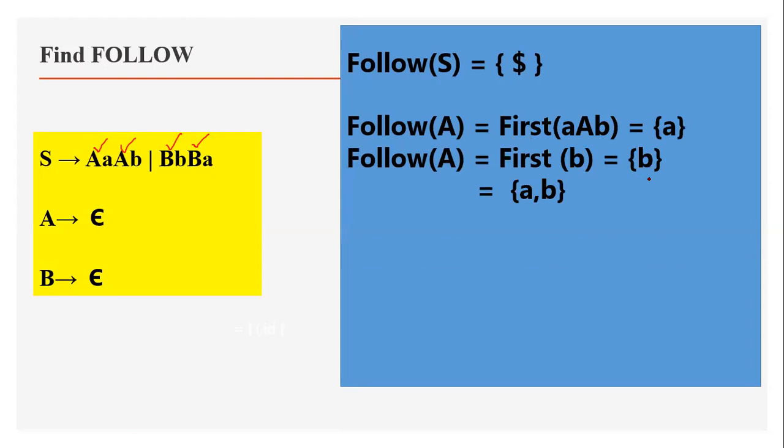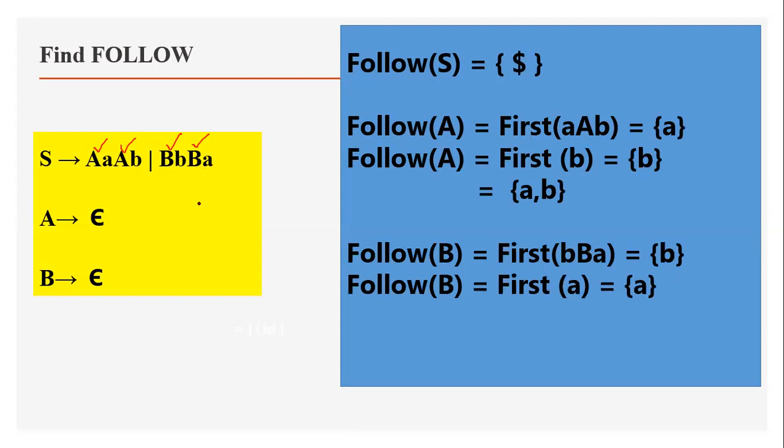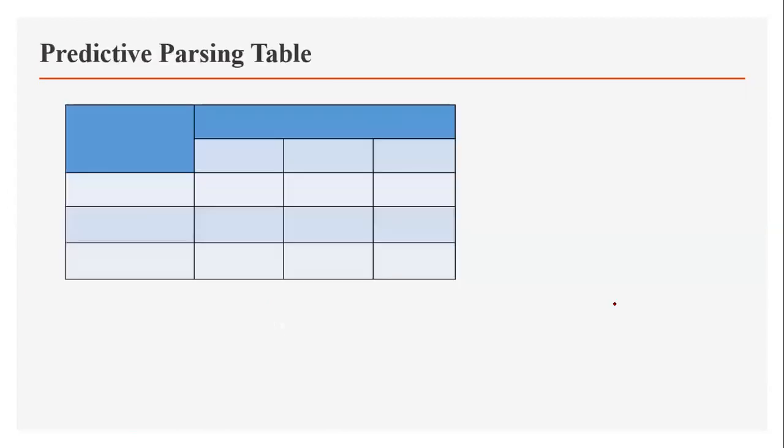Now follow of B. Follow of this B is first of BBA, that is B. Follow of the second B is first of A, that is A. So totally follow of B is A comma B. We found first and follow. Now we'll construct the predictive parsing table.